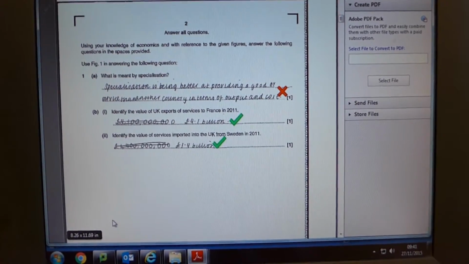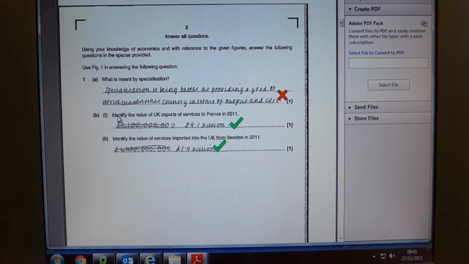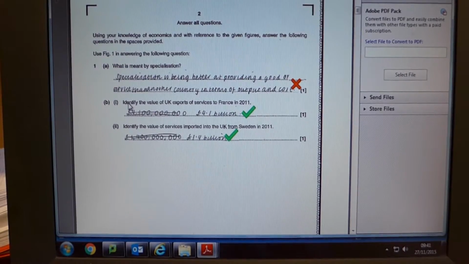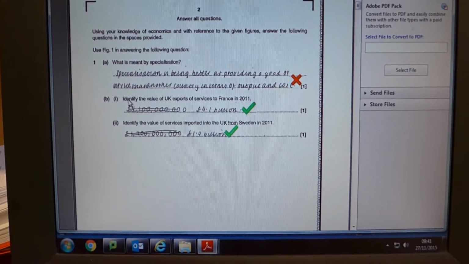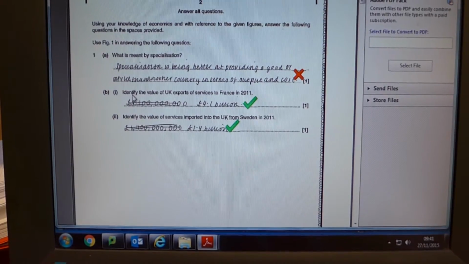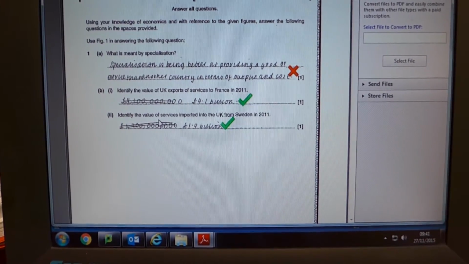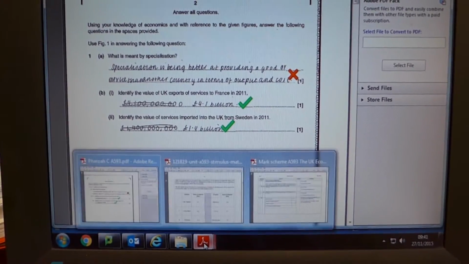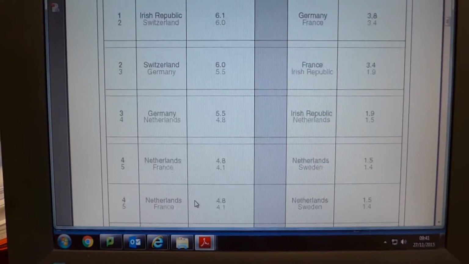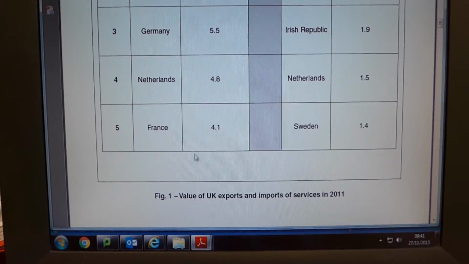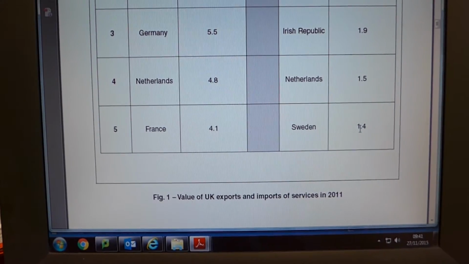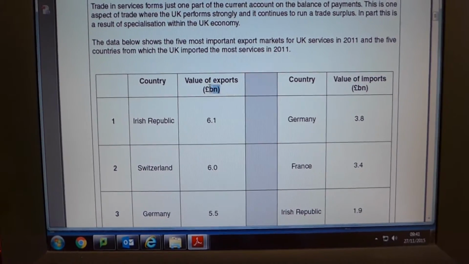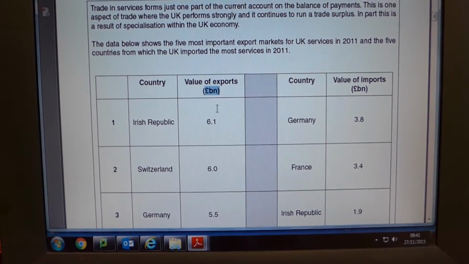Next question, B1, identify. So identify is the directive word in this question. Identify the value of UK exports of services to France in 2011, and then identify the value of services imported into the UK from Sweden in 2011. That is a very straightforward question. Here's your table. Find the exports, 4.1, find the imports, 1.4. And remember, ladies and gentlemen, the units here are in billions of pounds.